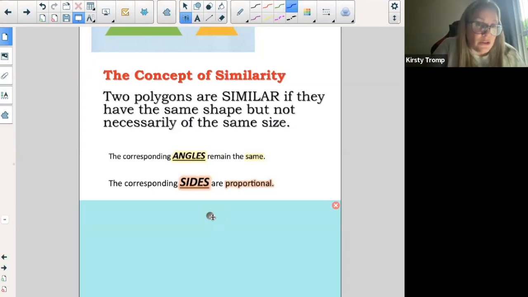So let's have a look here at the chat. Doesn't mean they're like in a ratio. Yes, Abu, that is correct. Proportional does mean that they are in a ratio. Well done.